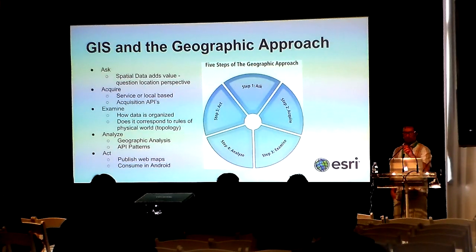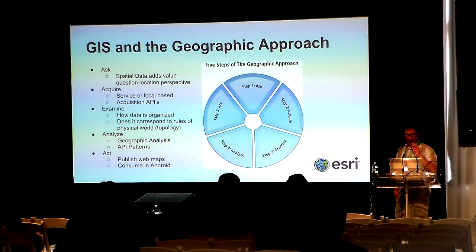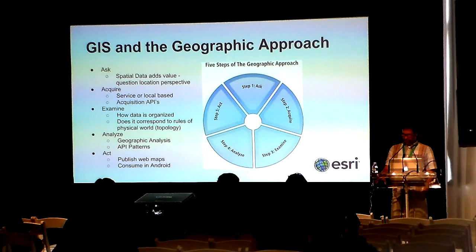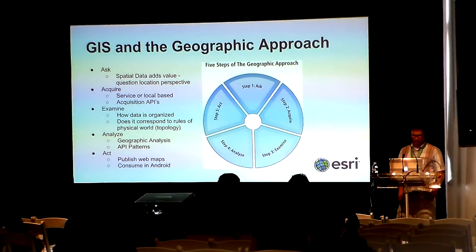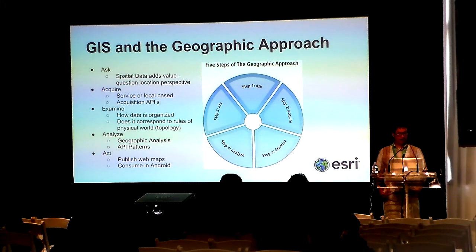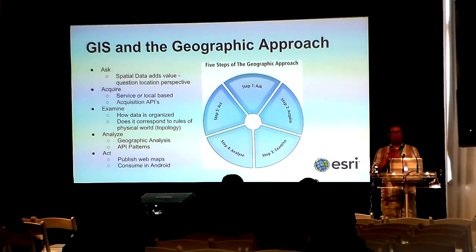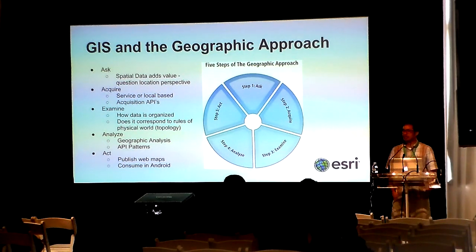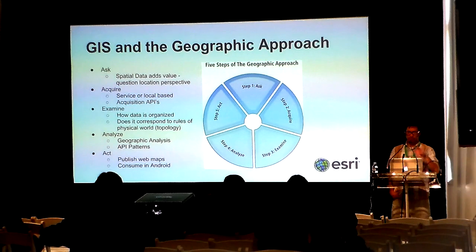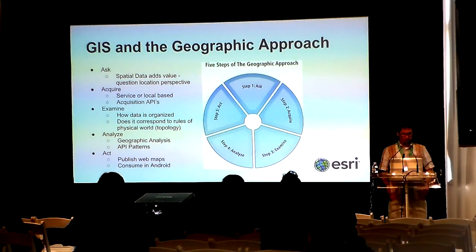Okay, so straight away we'll start with the GIS and the geographic approach. This is essentially 5 things involved with this, and that is to ask, acquire, examine, analyze, and act. And this really goes to a broad range of doing anything with sort of a geographic approach, but I'm going to put it towards developing mobile applications on Android.